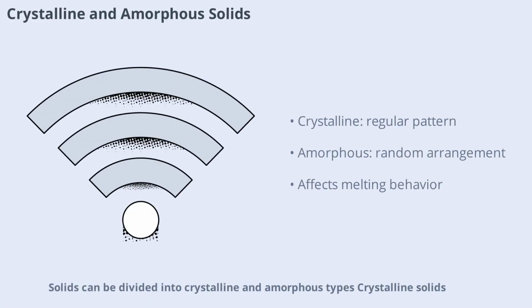Crystalline solids like salt or diamonds have particles arranged in a regular repeating pattern. Amorphous solids like glass or plastic have particles arranged randomly. This difference affects their properties. Crystalline solids have sharp melting points, while amorphous solids soften over a range of temperatures. Understanding these types helps us choose materials for different uses.